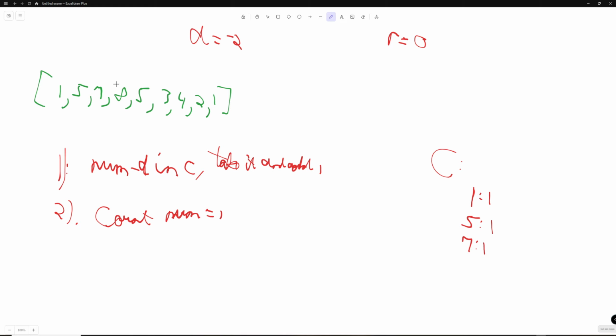1. Now for this 8, we're looking for a 10, right? It has to be 10, 8. Okay, we don't have it. Now for the 5, we are looking for a 7. We do have a 7.